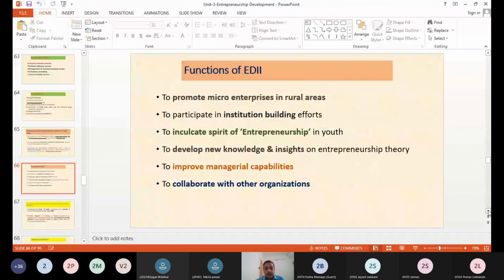Then different functions of EDII. So EDII also performs different functions for the entrepreneurs, for assisting them, guiding them to establish their enterprises by promoting micro enterprises in rural areas, to participate in institutional building efforts, to inculcate spirit of entrepreneurship in youth, to develop new knowledge and insight on the entrepreneurship theory by improving the managerial capabilities of entrepreneurs, and to collaborate with different other organizations which can provide the assistance to the young entrepreneurs.